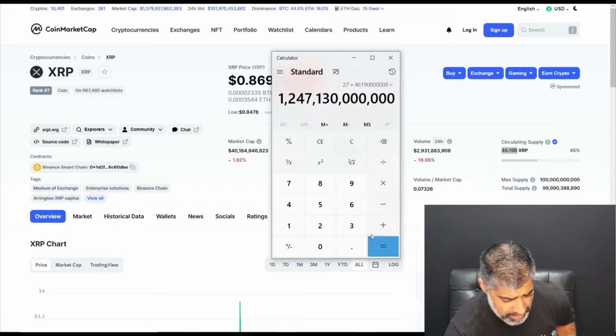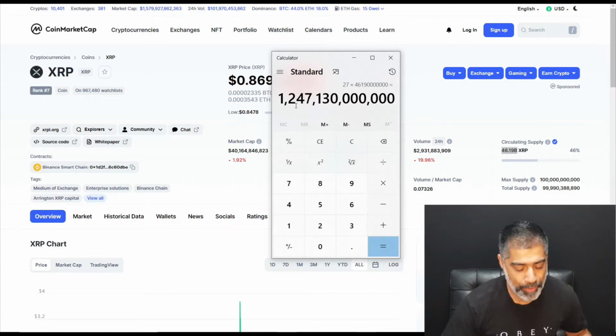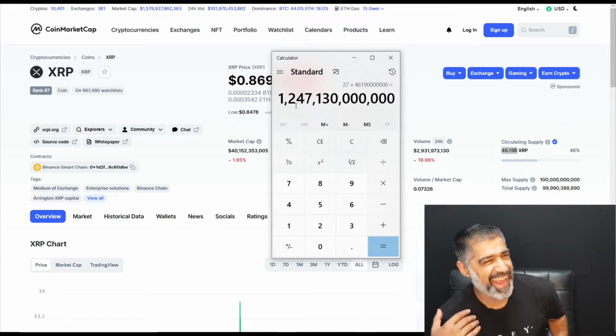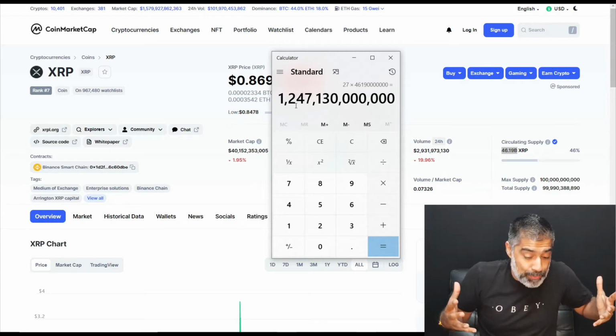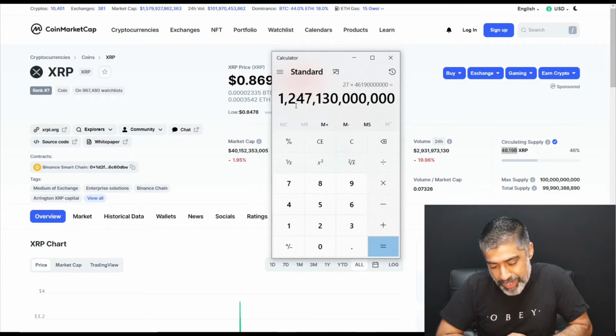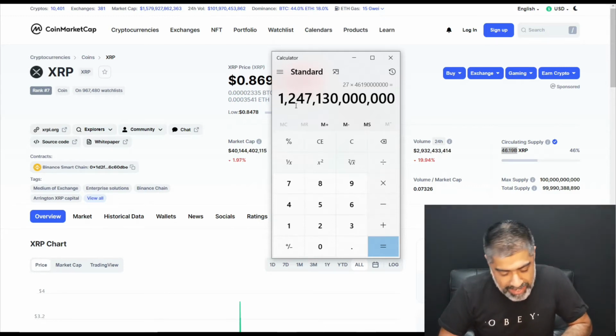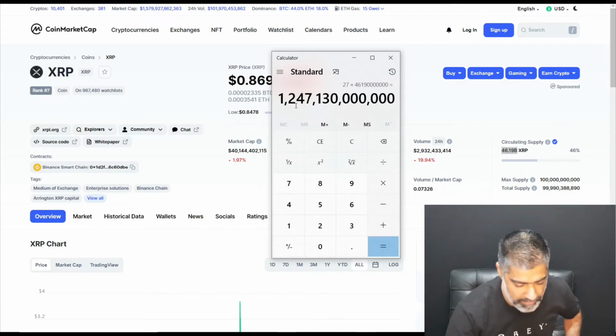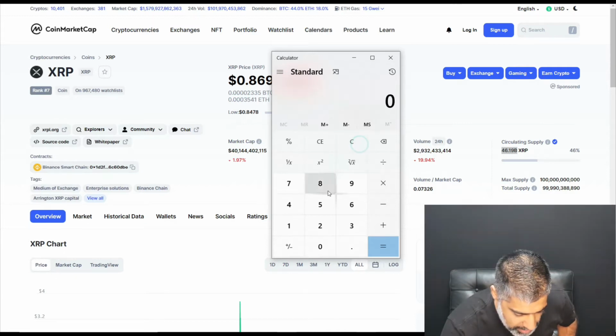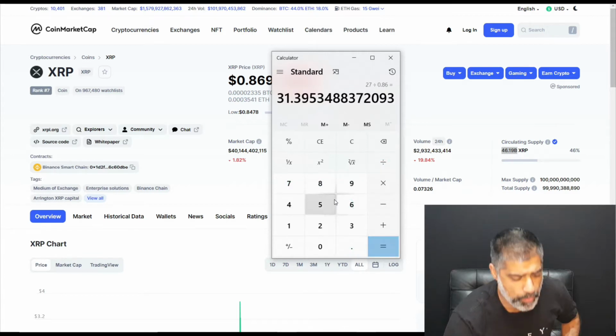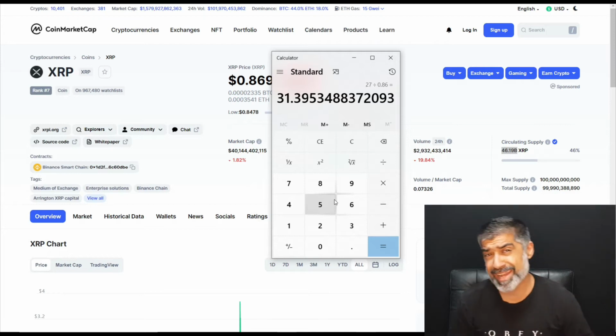Times 27 gives us 1.25 trillion. Is that likely to occur? Hey, it's possible. That's what, a 20x from where it is today? Let's just do the math. If we do 27 divided by today's price, we get a 31x. Is XRP likely to do a 31x?